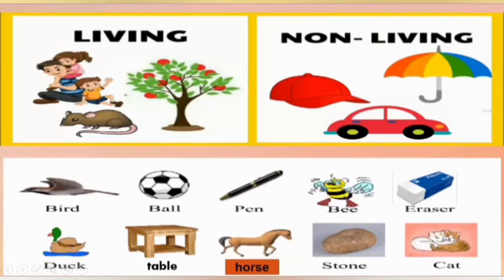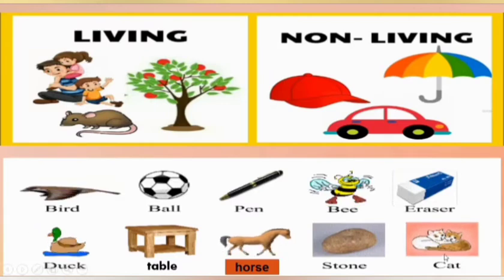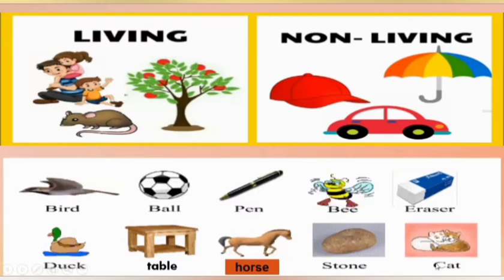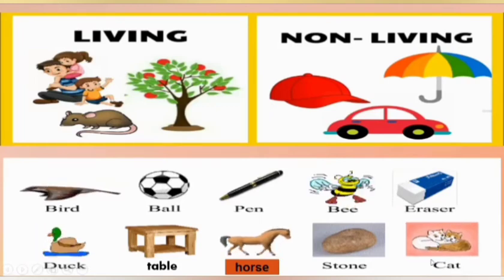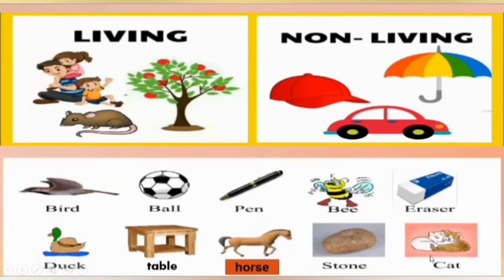Okay, stone is a non-living thing. And the cats are living things. Why? Because they can grow, they can eat, they need air, they need food to stay alive. Okay, I hope you are clear on living and non-living things. Now you are able to differentiate between living and non-living things.